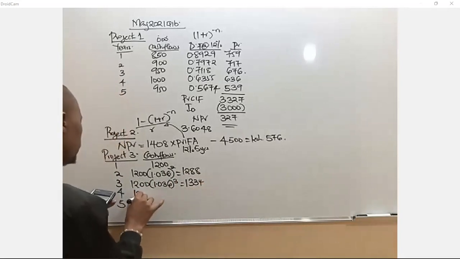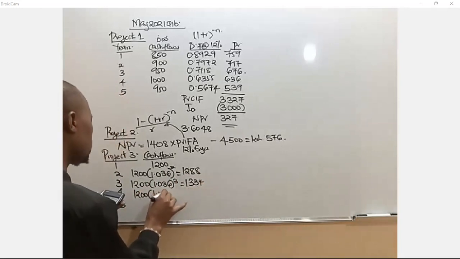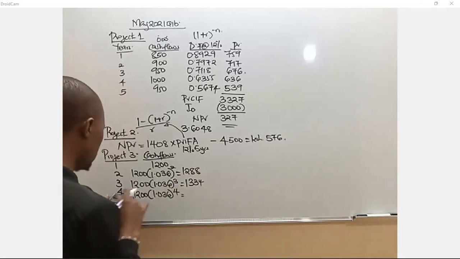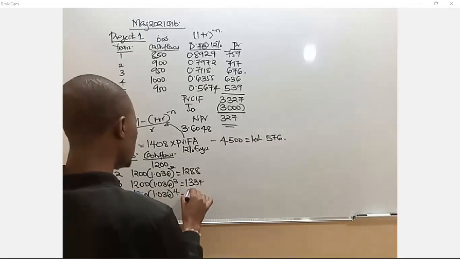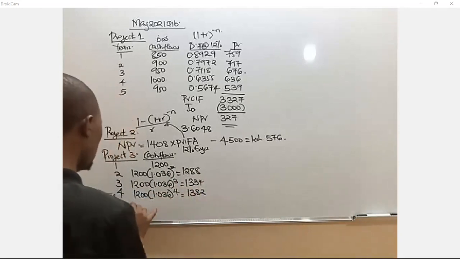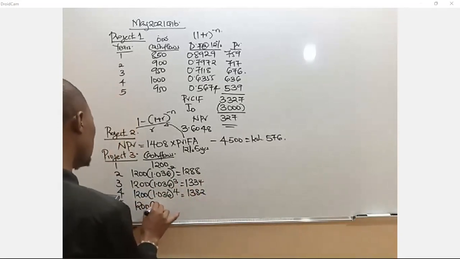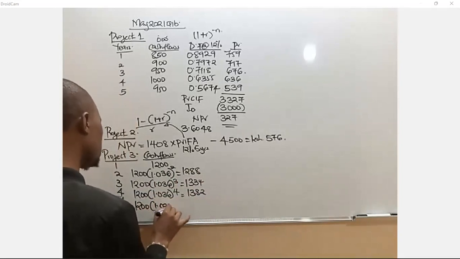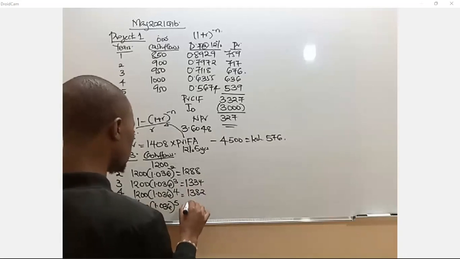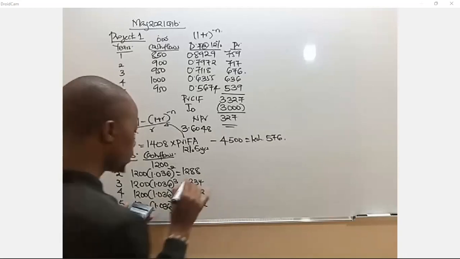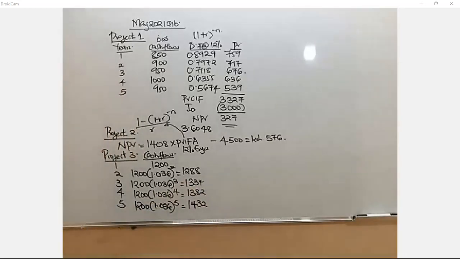Here it will be 1,200 times 1.036 raised to power 4. Okay, how much is this? 1382. The last one will be 1,200 times 1.036 raised to power 5. How much is this? Okay, 1432. Then after you finish that, discount.